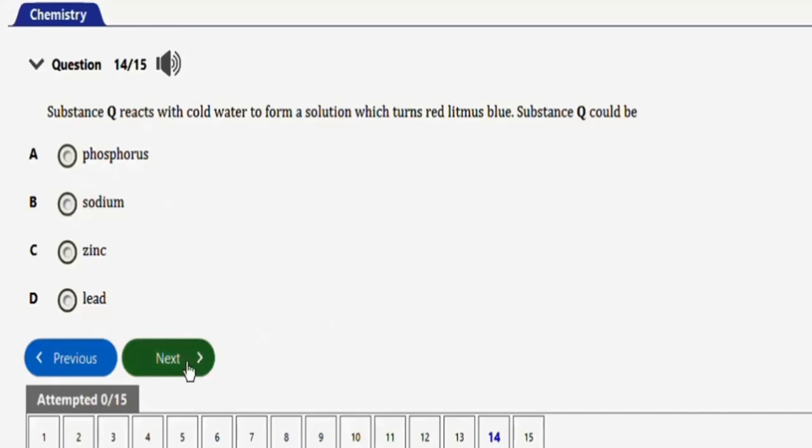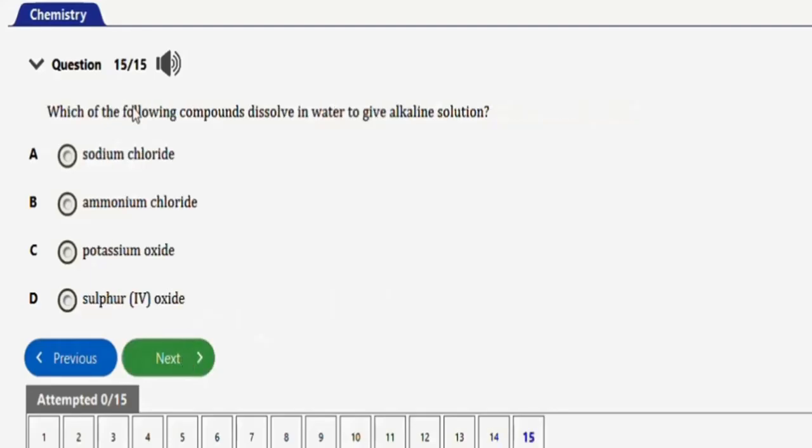The last question before I end this video is this one. It says which of the following compounds dissolves in water to give alkaline solution? So we have sodium chloride, no. Ammonium chloride, no. Potassium oxide, yes. Sulfur oxide, no. So the right option is option C, potassium oxide. It dissolves in water to give alkaline solution.